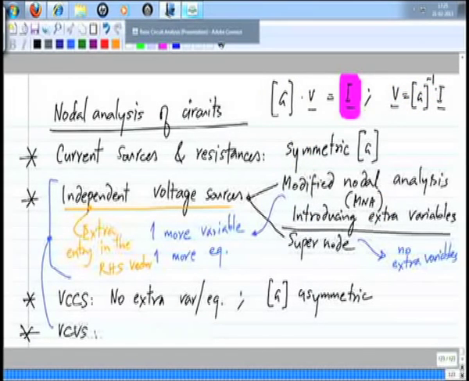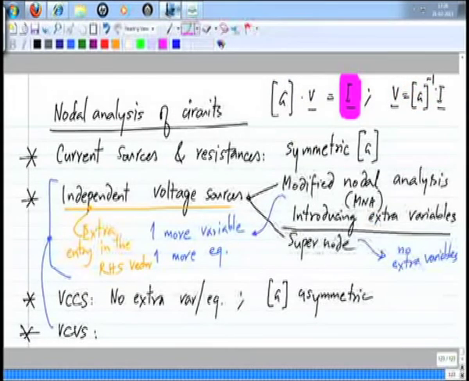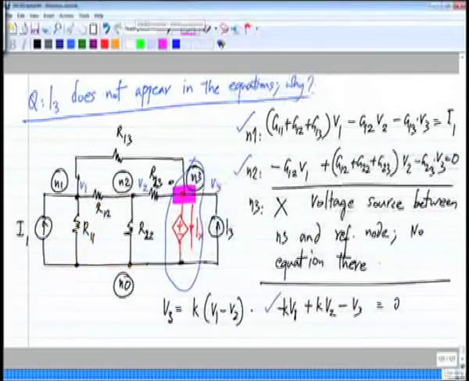So there is a question from Saurav Mahajan asking about why IX is removed. Now, please be more specific. Are you talking about why IX is not there when we use the supernode? Is that the question? Okay. So let me go back to where we had that.